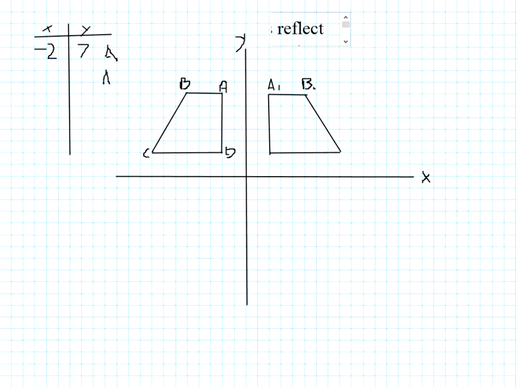What was A prime? Stephen, can you figure that out? It's 2, 7. Excellent job, Stephen. So it's 2, 7. Then B, what was B, the original pre-image? B was, and let's count over, 1, 2, 3, 4, 5, 6, 5, sorry. So it was -5, and then we're going to go up, 1, 2, 3, 4, 5, 6, 7. So it's -5, 7.